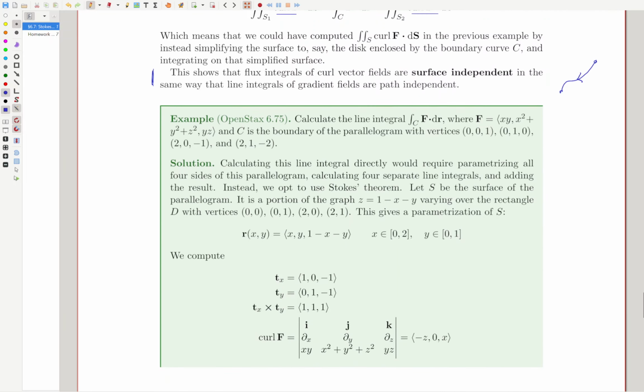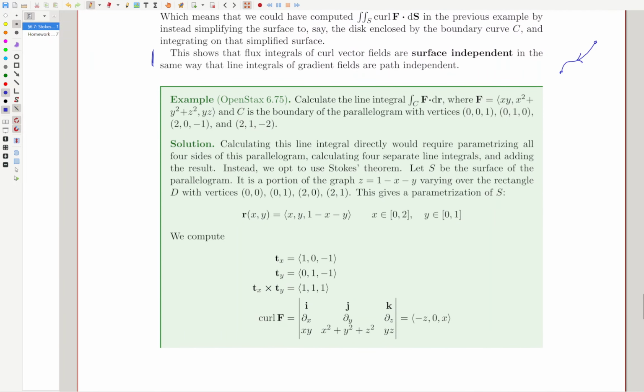Okay. Next, this is another instance where you might want to invoke Stokes' theorem. Say you're asked to calculate a line integral. The vector field f is fine, but the issue lies with the curve C. The curve C is said to be the boundary of a parallelogram with these 4 vertices. Okay, so that's a bit bothersome.